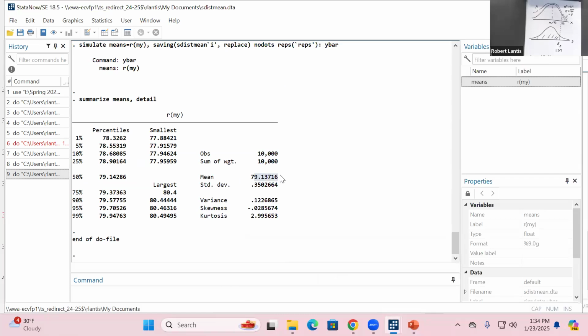Once again, the mean of my sample means is right around that 79.12. And now the variance is whatever the original variance was divided by 100. So we can prove these things to ourselves using data sets. But ultimately, what we care about are these sampling distributions.